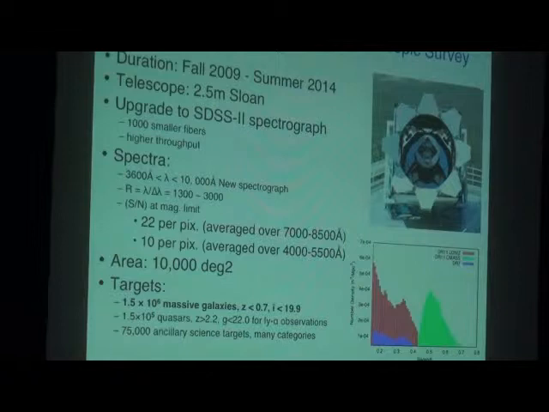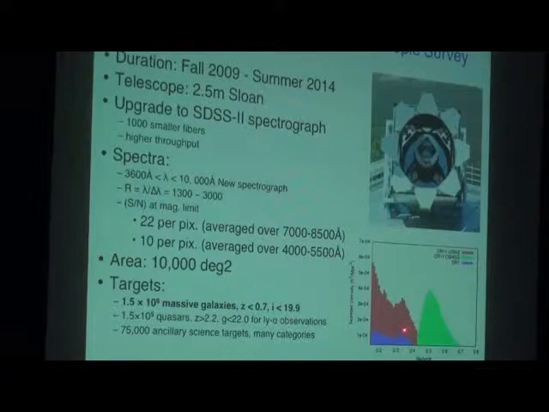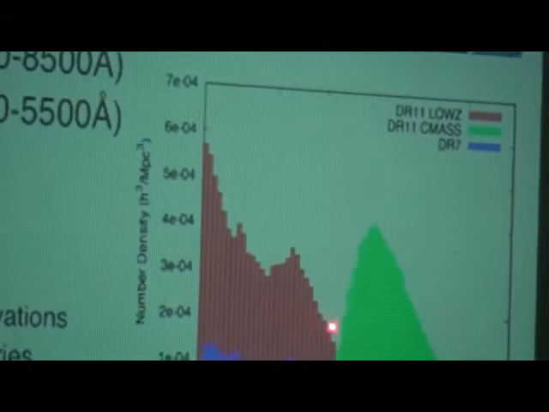The question is, why is there a gap here? The answer is simply that the targeting for this part was designed to primarily pick up these galaxies, and the targeting for this type of galaxy was primarily designed to peak at this redshift. It just so happens that while there are galaxies here, they didn't fall within our targeting algorithm.